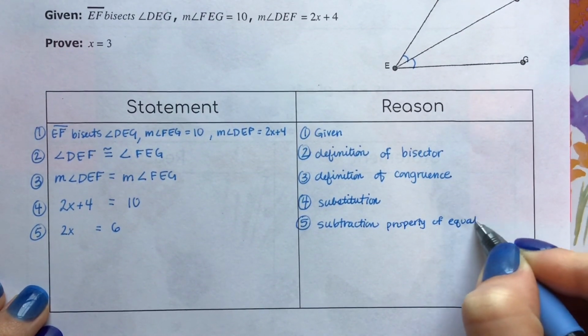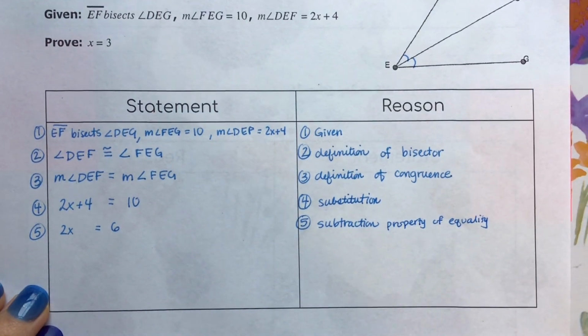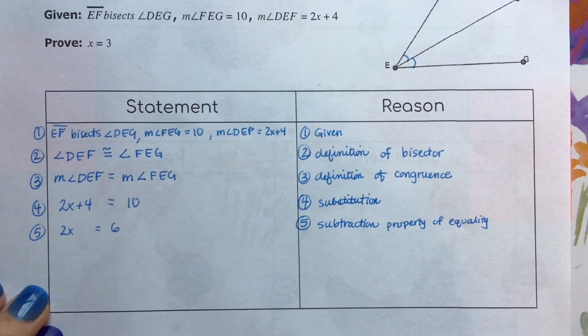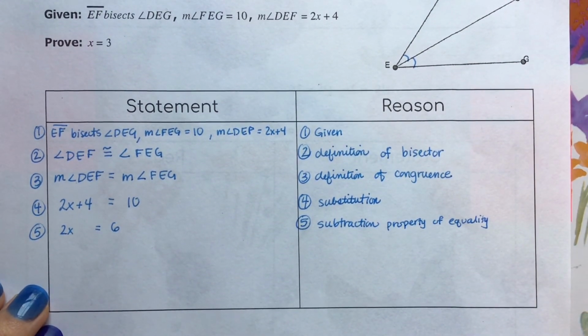This is something that you covered in algebra and you've been using a long time. Subtraction property of equality, remember, it just means if you subtract the same number from both sides of the equation, then you're going to get an equivalent expression.